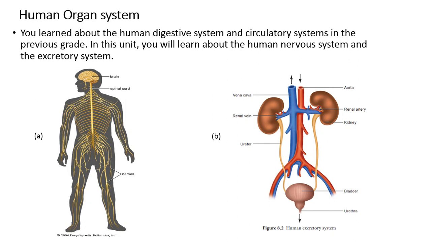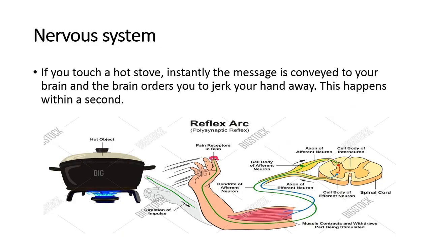Okay, so in this unit we will learn more about other human organ systems, and those will be the nervous system and the excretory system. Figure A is the diagram of the nervous system, which consists of the brain, spinal cord and nerves. On the right hand side, figure B is the human excretory system, where the main organ is the kidney, along with the bladder and ureter. Okay, now first of all we will learn about the nervous system.